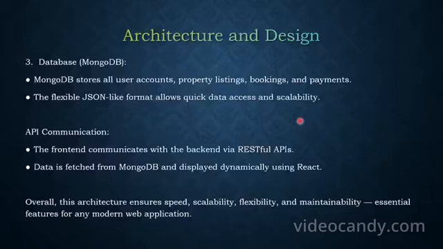The communication between the front end and back end happens through REST APIs. Whenever a user performs an action such as searching for properties, making a booking, or updating profile details, the front end sends API requests to the backend, which processes data in MongoDB and sends back the responses. Overall, the architecture ensures speed, scalability, flexibility, maintainability, and essential features for any modern web application.